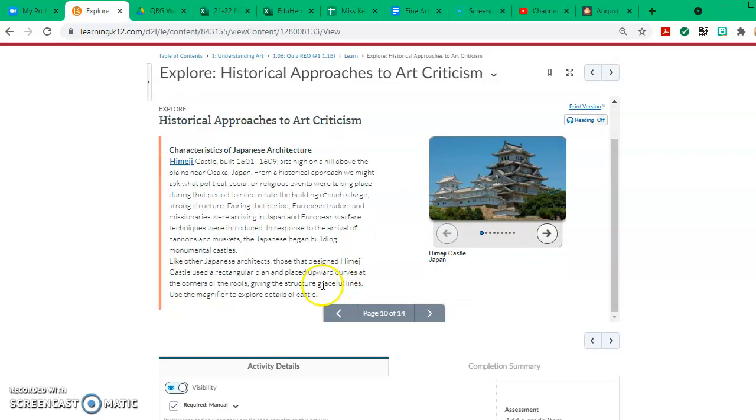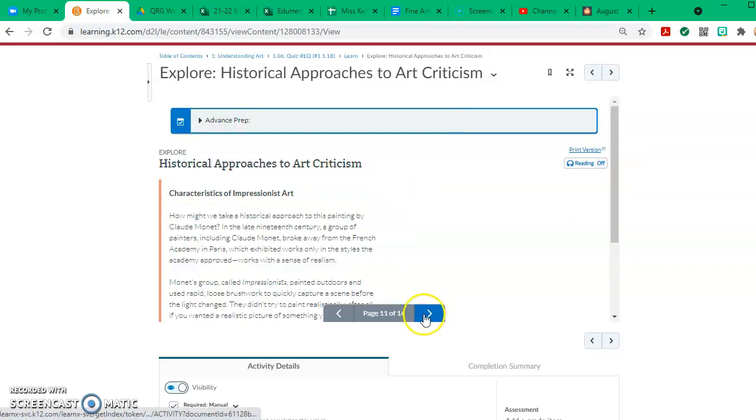Like other Japanese architects, those who designed Himeji Castle used a rectangular plan and placed upward curves at the corners of the roof, giving the structure graceful lines. Use the magnifier to explore the castle details. You can explore that up here.